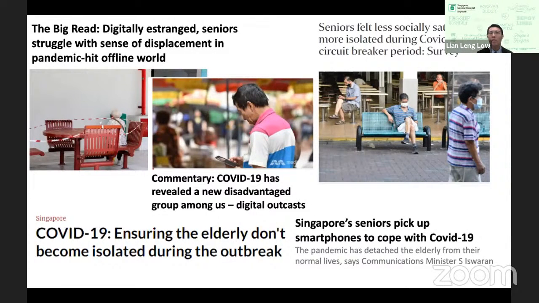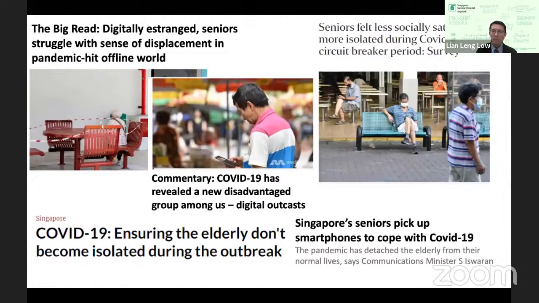Therefore, we believe that if we can equip the elderly at risk with basic tools like mobile phones and Wi-Fi, we can help them to stay socially connected and lead a more independent and empowered life, which is immensely critical during periods of lockdown in COVID-19.